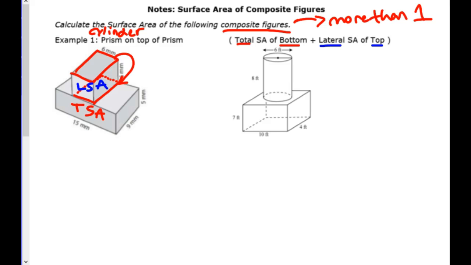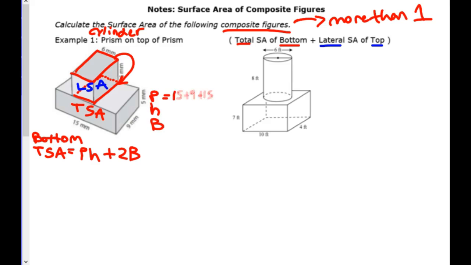So, let's get started here. I want to find the bottom's total surface area, and first I'm going to write the formula. So you can write that down. The bottom, and you might want to write small because there's a lot to write here, okay? So don't write big, write small, okay? So the bottom's total surface area is Ph plus 2B. So I need to figure out what P, h, and B are. Okay? Let me back up.